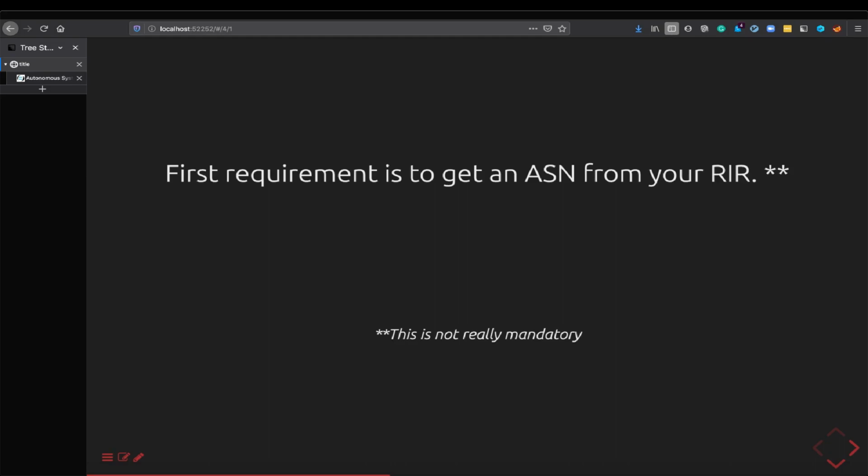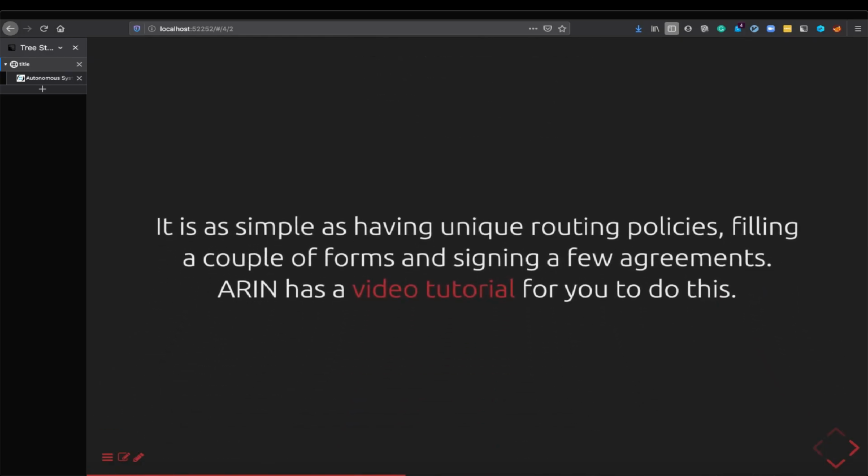Now, this is not a mandatory step, because you can actually borrow ASN numbers from different providers and have your IP transited along with them. So you can allow them to use your IP addresses and have your servers behind those ASNs. Or you can have your own ASN and your set of IPs behind your ASN. What it takes to have your own ASN is to have your unique routing policies. You need to have a BGP router, and you have to fill out a couple of forms and agreements. For that, Aaron has already made a video, and you can go watch it if you want to get your own ASN.